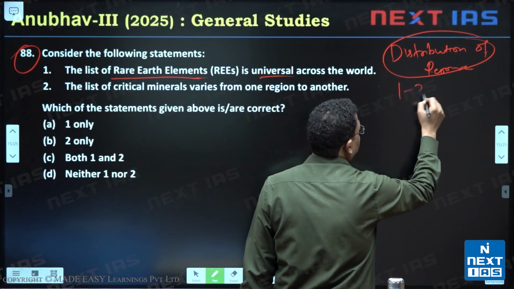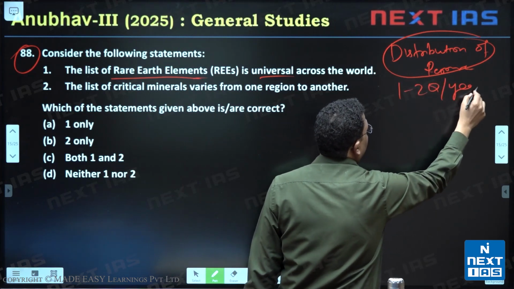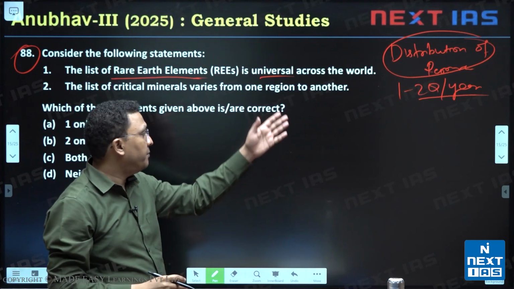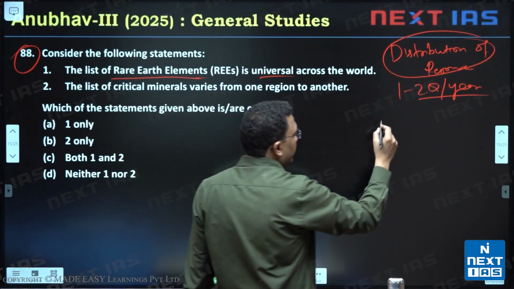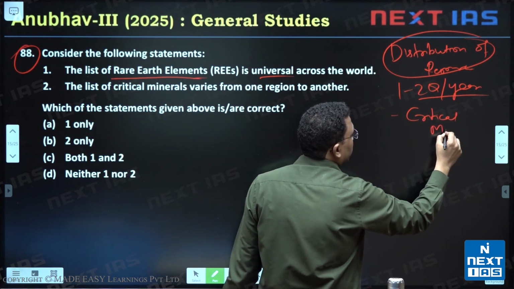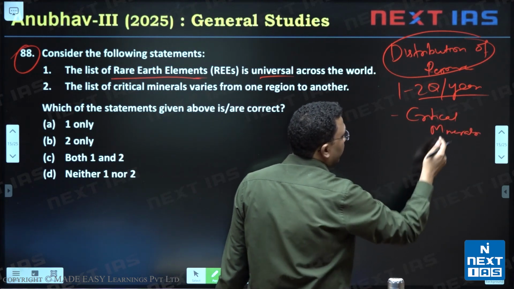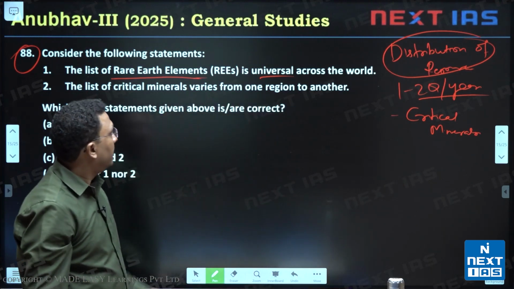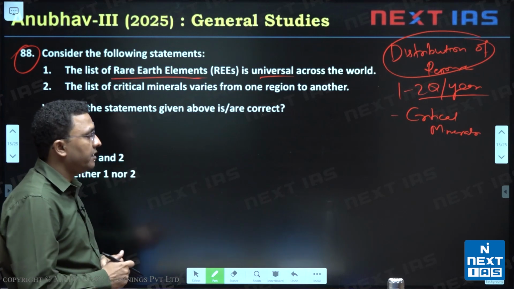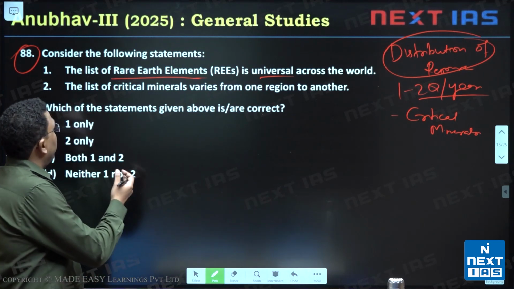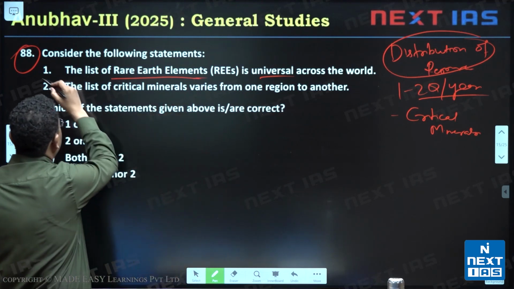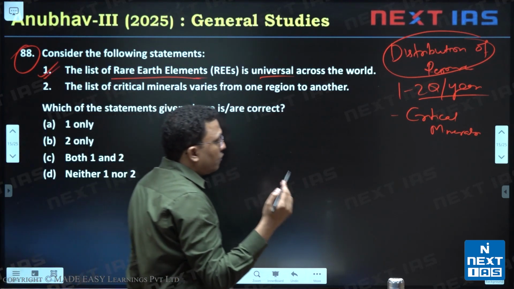1 to 2 questions are asked from this topic almost every year, and if you analyze the trend of previous year questions that have been asked from this topic, UPSC has been focusing on critical minerals and related concepts in the recent past. So that's why this question based on the knowledge of critical minerals has been put in your test. So the first statement says the list of rare earth elements is universal across the world. This is correct. So there are two concepts.